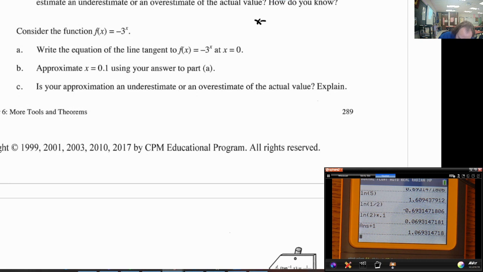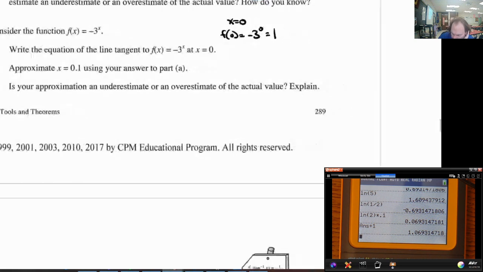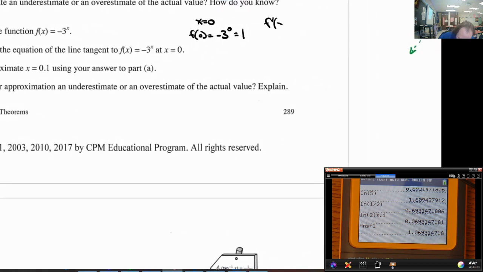We know that x is 0. We're going to need to know what f of 0 is in the original function. And thankfully that is also 1, negative 3 to the 0 power, which is 1. And we're also going to need f prime of 0. So f prime of x in this problem is going to be the negative natural log of 3 times 3 to the x power. And so f prime of 0 is going to be the negative natural log of 3, because once again, 3 to the 0 power becomes 1.